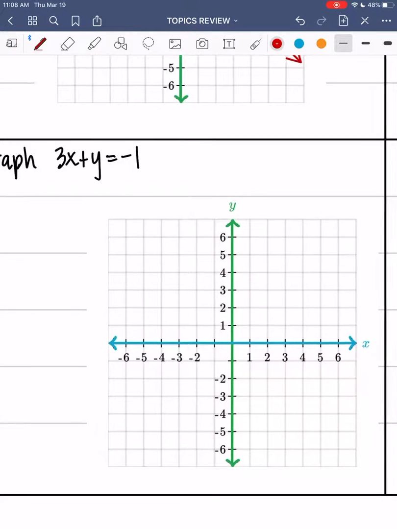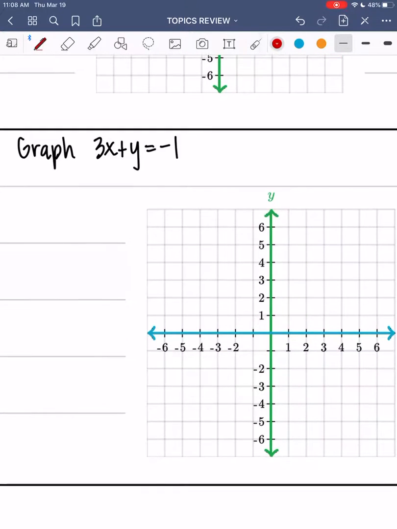All right, here's one that's a little bit trickier. Graph 3x plus y equals negative 1. It's tricky because it's not already in y equals mx plus b form. We have to get this y by itself. So this 3x is in the way. We want it to go to the other side of the equal sign. In order to move it, we have to do minus 3x because it's already positive.